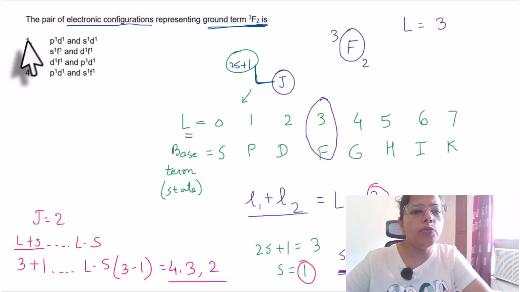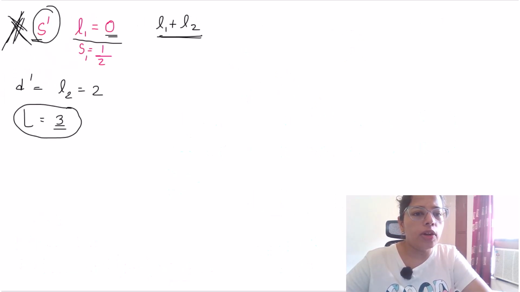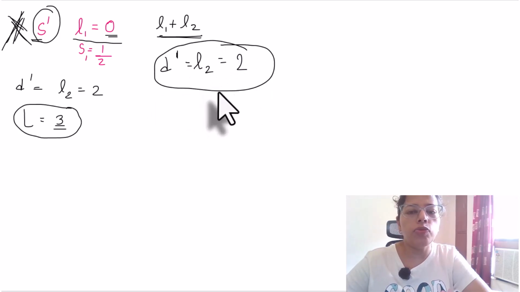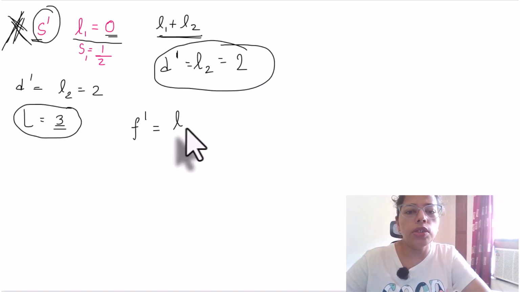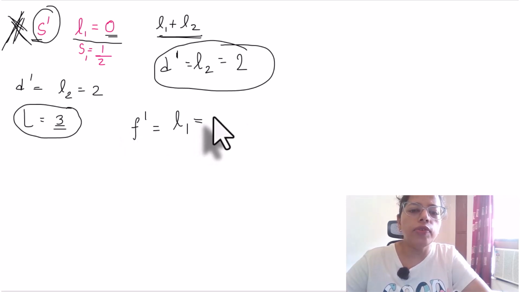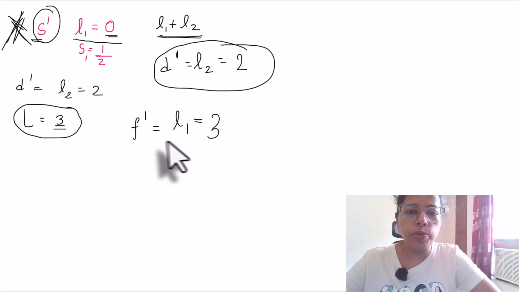Okay, then we move to the other combination with P1 D1, that is D1 F1, the third option. Let's see what happens with D1 F1. D1 already we know satisfies the azimuthal quantum number of 2, and then F1. If we consider F1 contributing to L1, what should be the value of L for F orbitals? The azimuthal quantum number L for F is 3. So for an F orbital containing 1 electron, the L1 value is 3.